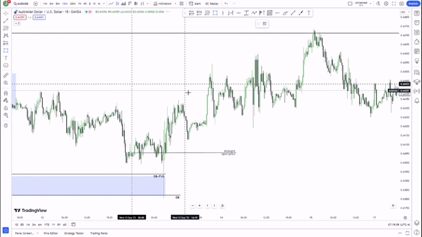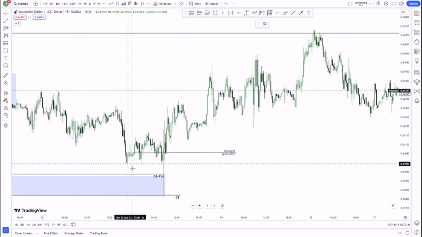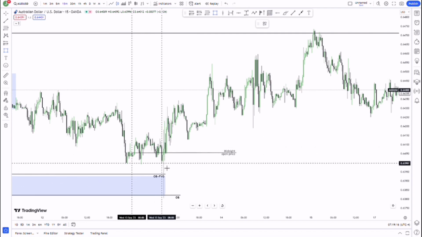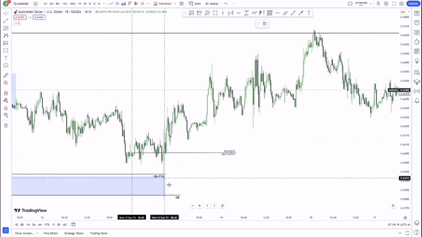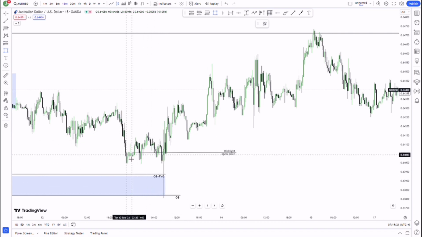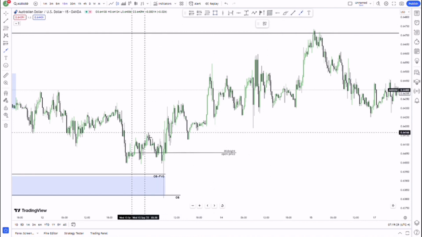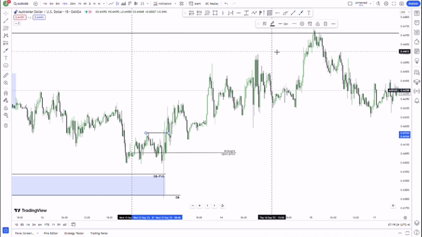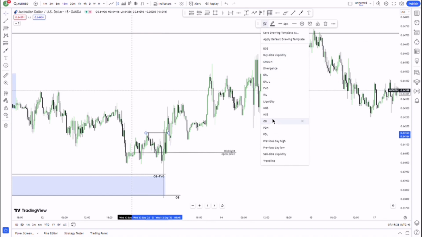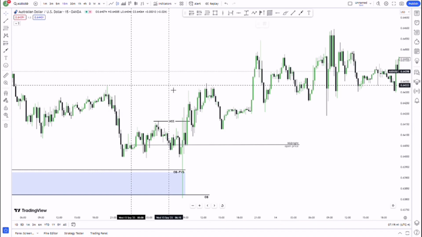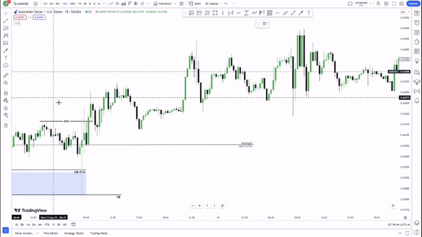So on the 15 minutes, we can see that the market consolidated over here, and this spike was just a manipulation. So using the power of 3, we have consolidation, manipulation, and then what we'll be looking for is a market structure shift to the upside. We had one over here. This is on the 15 minutes time frame, mind you. So right, we had a market structure shift.